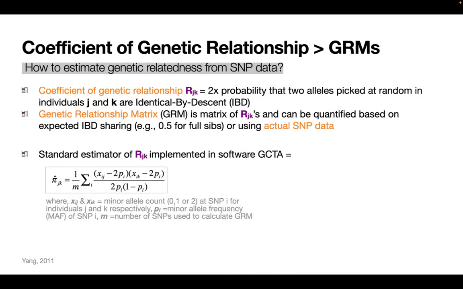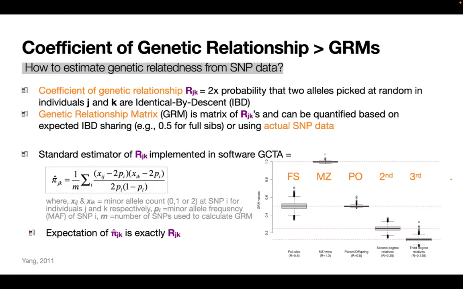One of the standard estimators of this coefficient of genetic relationship is implemented in the software GCTA and referred to as pi hat. The expectation of this pi hat is that it is exactly the coefficient of genetic relatedness, as shown in this figure, which also shows that the observed relatedness actually varies by relationship.